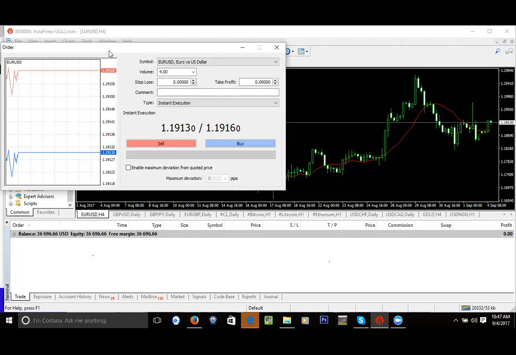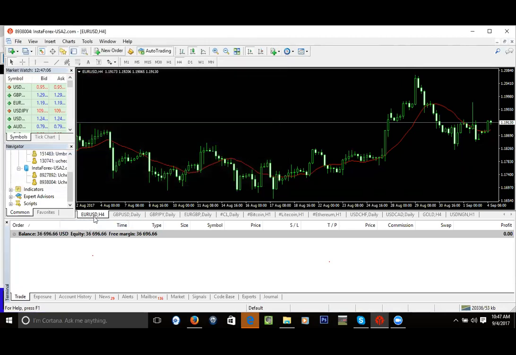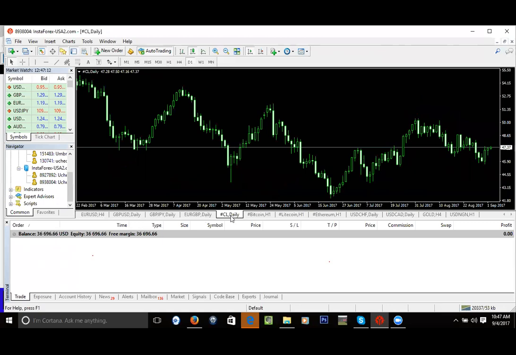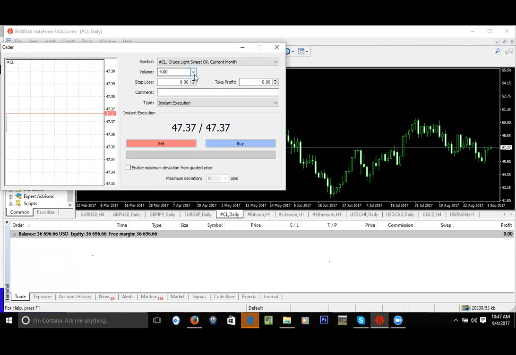Before you place the order, you must first of all select the currency or the commodity you are trading. Assuming I want to buy crude oil, I will click on crude oil first. Then I will go to new order. Before I place buy or sell, I will first of all select my volume. This volume is called lot size.